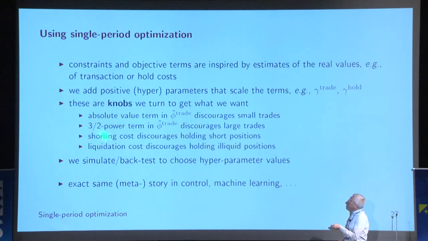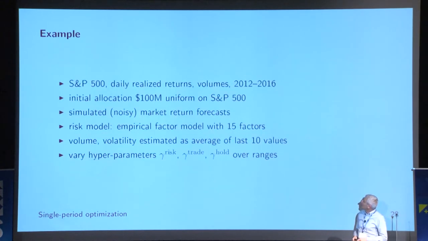You choose these hyperparameters by simulation and backtest. So that's the right way to do it. I don't think there is any other way, right? And it's the same story in other areas. All right, so we'll look at a quick example.